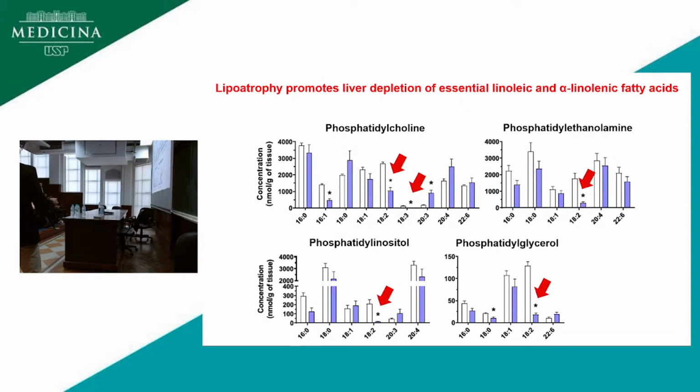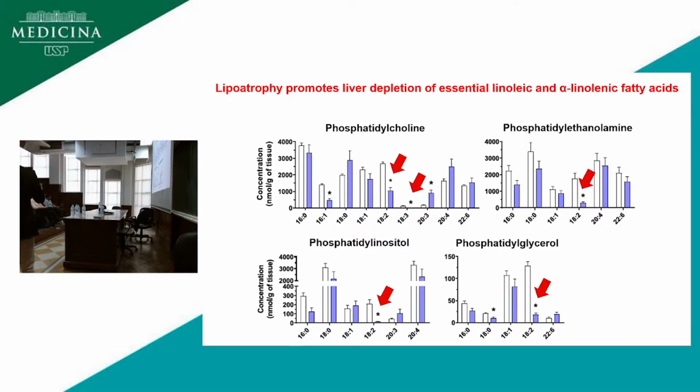So we also found this same pattern of depletion of essential fatty acids in some species of phospholipids, such as phosphatidylcholine, phosphatidylethanolamine, phosphatidylinositol, and also phosphatidylglycerol. So as you probably know, essential fatty acids are not synthesized in the body. You need to obtain them from diet.